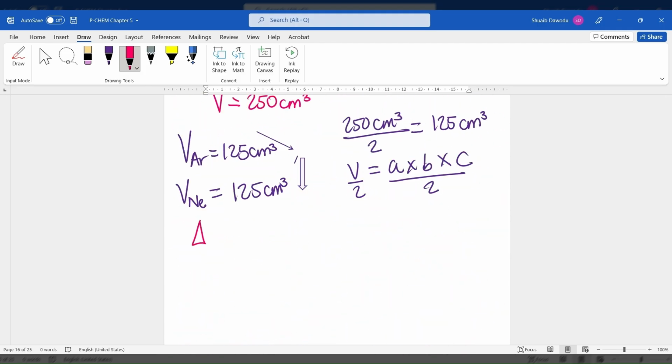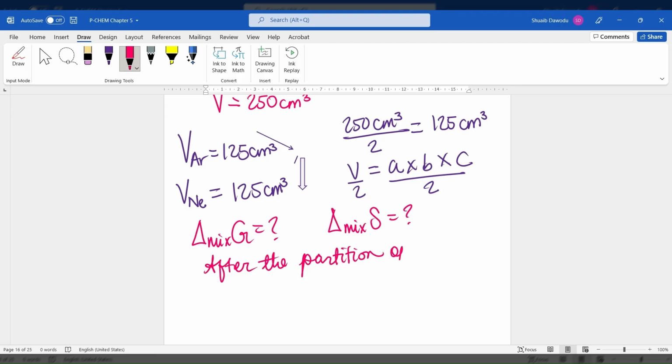So we're told to determine the Gibbs energy of mixing as well as the entropy of mixing. That is basically what we're doing after the partition of the container has been removed, which of course results in the mixing of the two gases. So that's basically it. Now I've written out the foundation for what we're supposed to do.